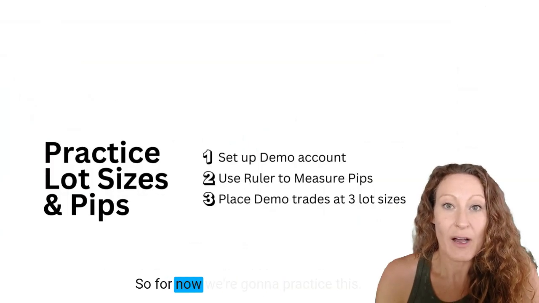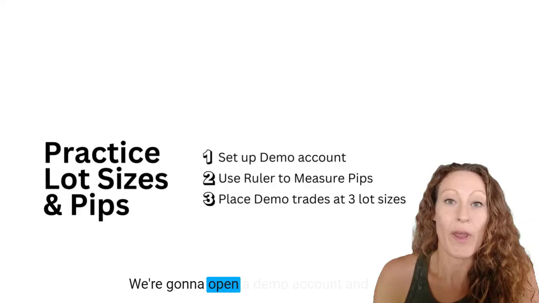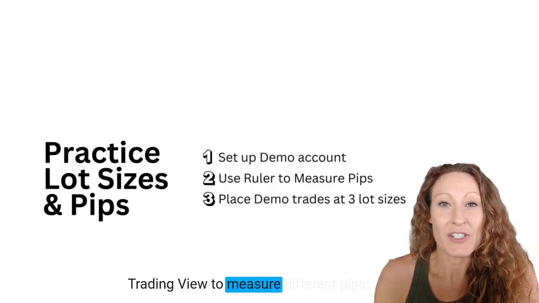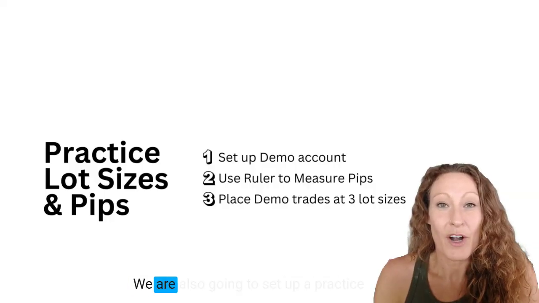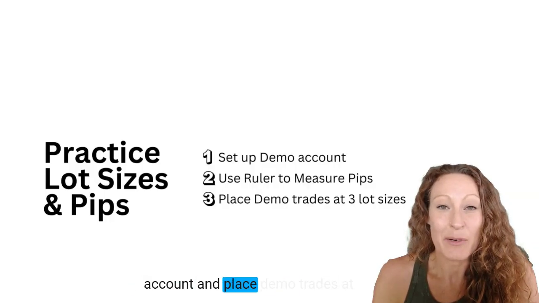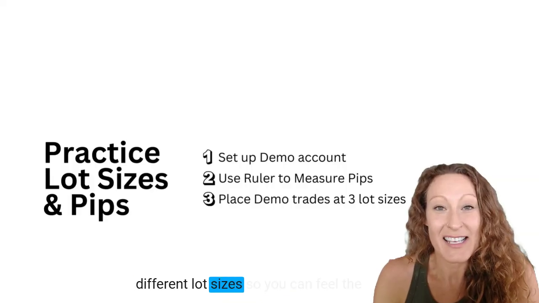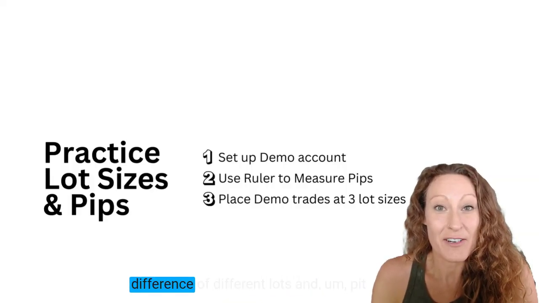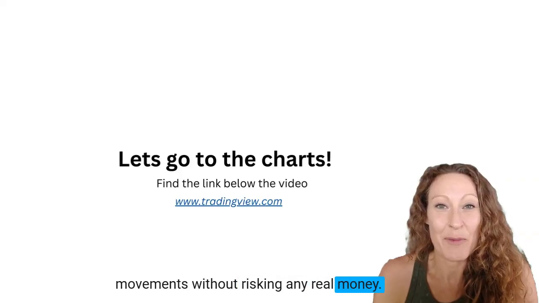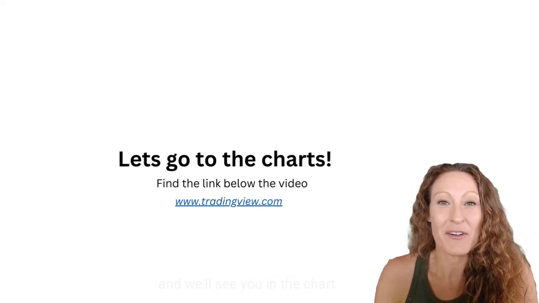So for now, we're going to practice this. We're going to open a demo account, and we're going to use the ruler tool in TradingView to measure different pips. We are also going to set up a practice account and place demo trades at different lot sizes so you can feel the difference of different lots and pip movements without risking any real money. All right, open TradingView, and we'll see you in the charts.